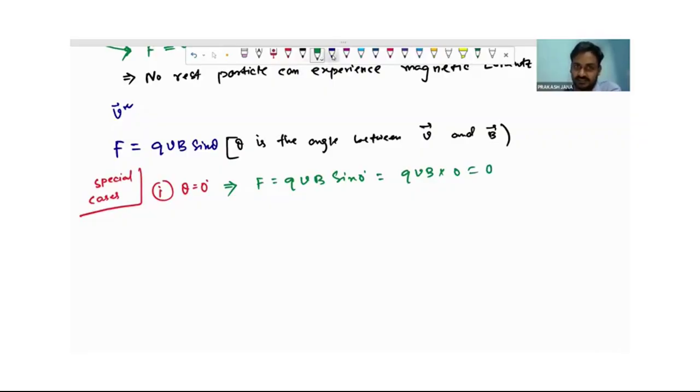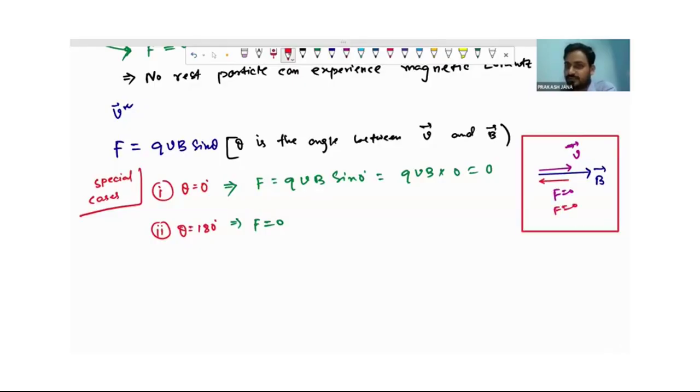Okay, let me draw. Suppose this is the direction of the magnetic field, and the charged particle is also moving in the same direction as the magnetic field, that is, this is the velocity vector. So then also there will be no force. F equals 0. Let us consider one more angle. When theta is 180 degree, sine 180 degree value is 0. Sine pi is 0. So F equals 0. If the velocity vector is anti-parallel to the magnetic field, then also F equals 0.